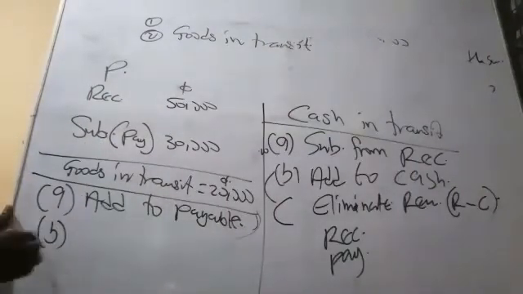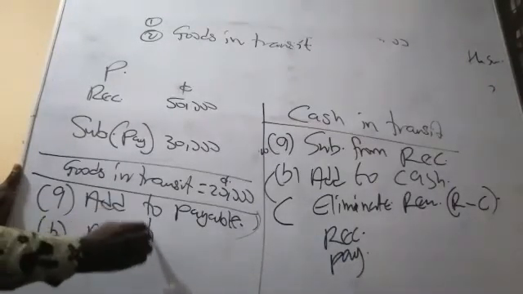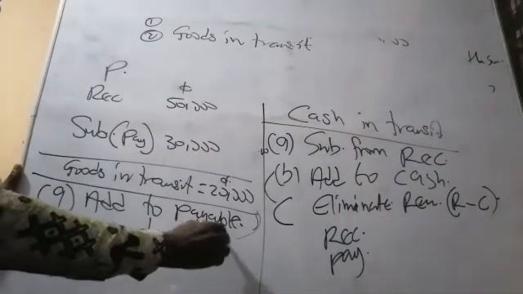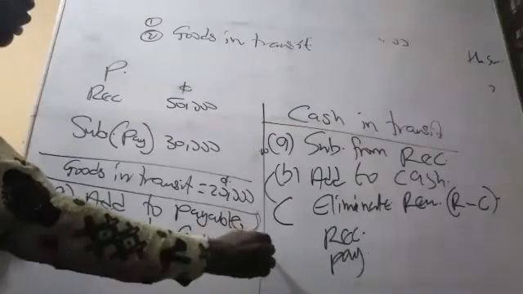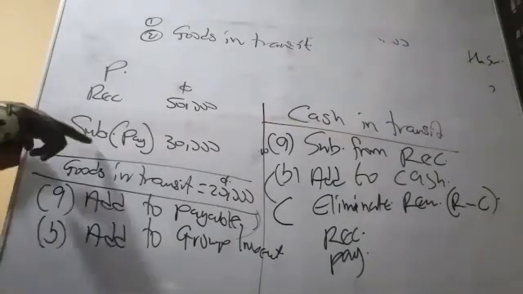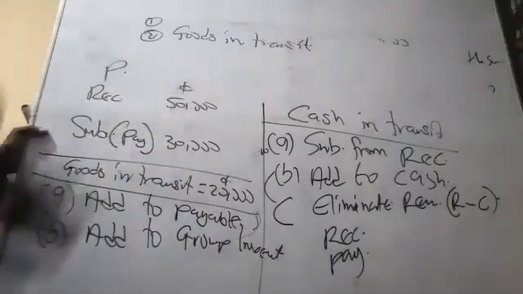B, what happened to the goods? We add it to the goods, right? So add it to the inventory, group inventory. Add it to what? The group inventory, because the inventory will go up. Add to the payable. Why? Because when the subsidiary receives the goods, it will increase the amount that you owe the parent.